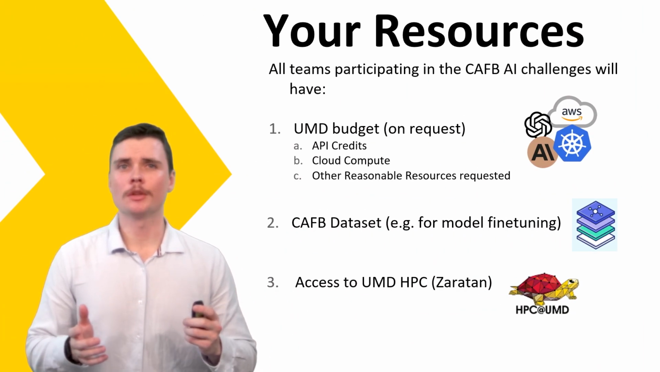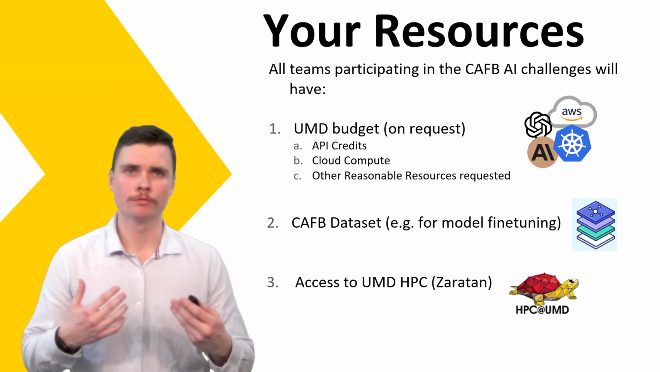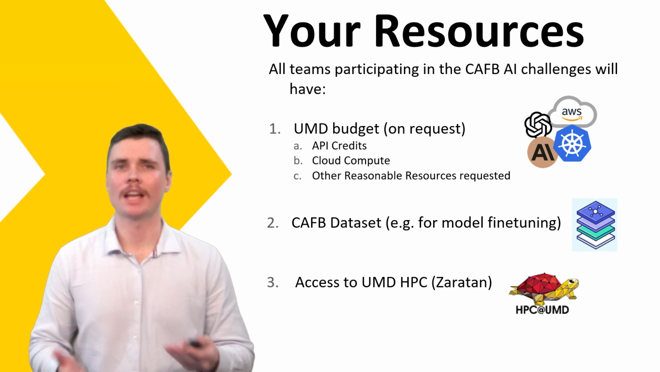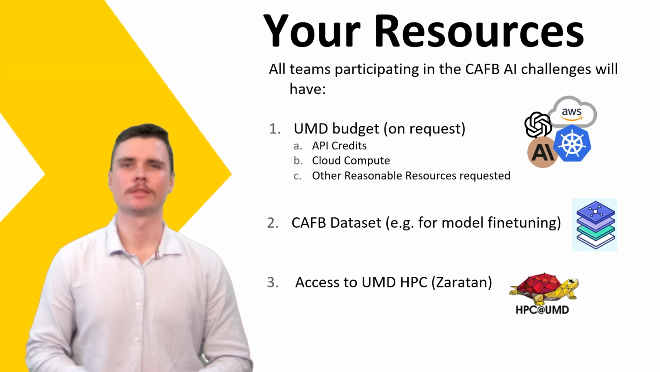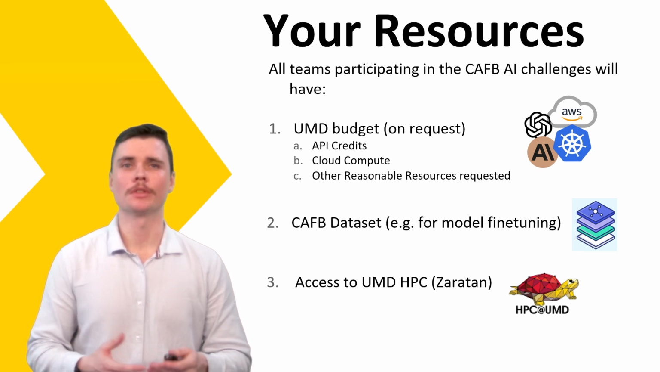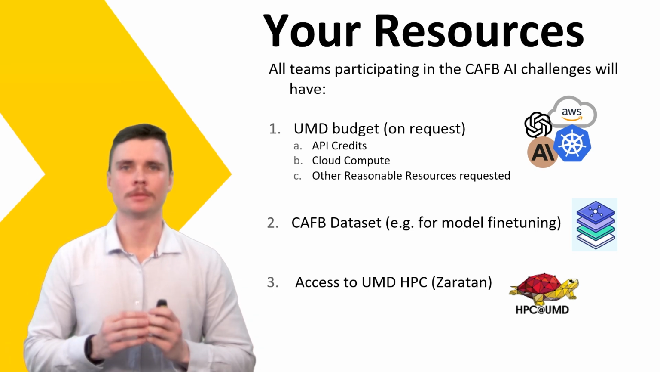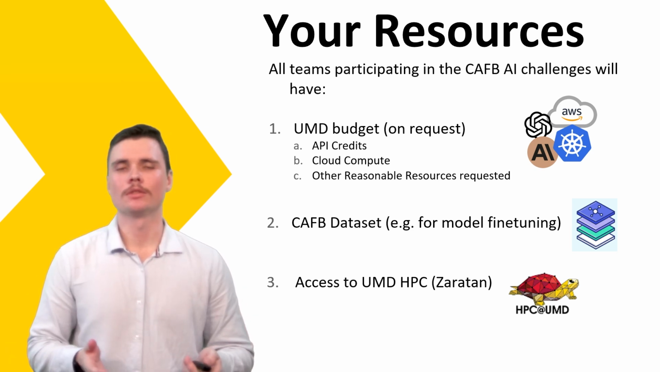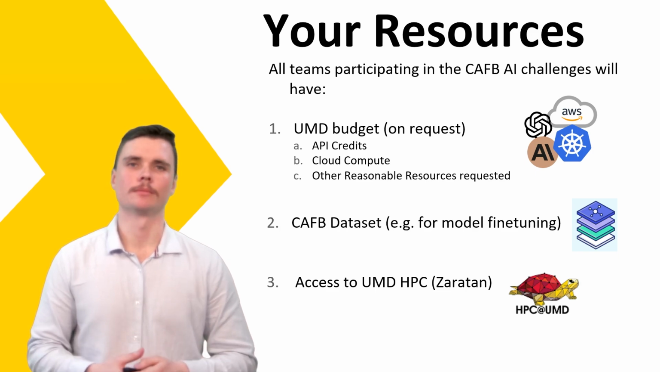The resources that you will have to assist with this challenge will include a UMD budget on request to be used for things such as API credits, cloud compute resources, or other reasonable requests. There will also be a data set showing the document types that the Capital Area Food Bank would like to draw upon and then be able to generate, and also access to the University of Maryland High Performance Compute Cloud Cluster, Zaratan.